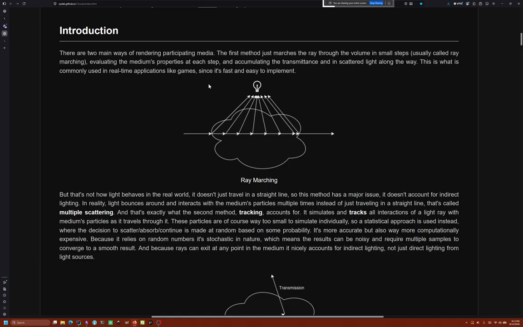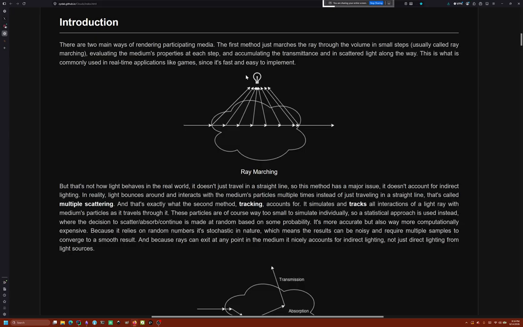There's two main ways of rendering participating media. The first of which is to march the ray through the volume in small steps, evaluating the medium's properties at each step, and accumulating the transmittance and scattered light along the way. This is called ray marching, and was commonly used in real-time applications like games because it's fast and easy to implement.